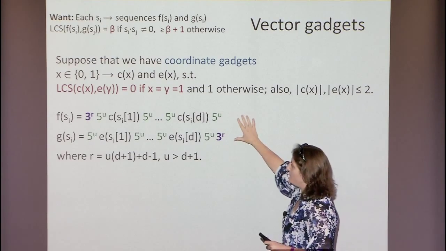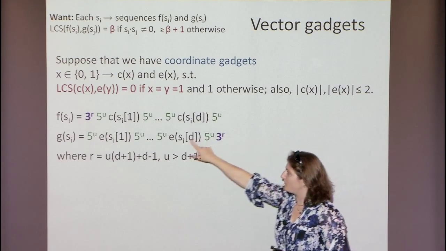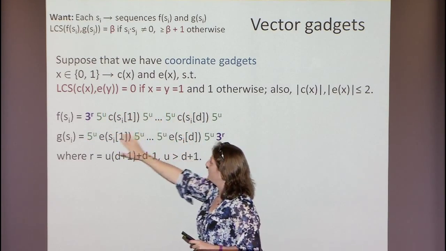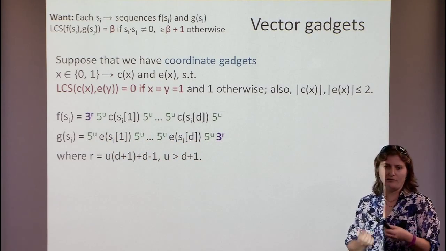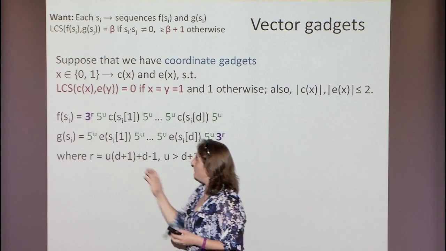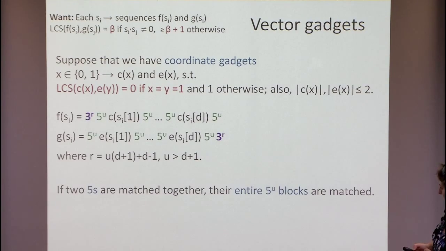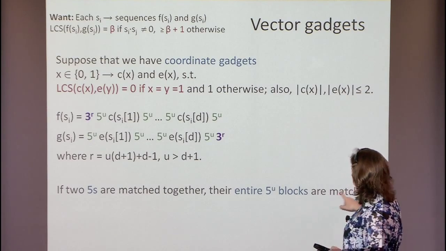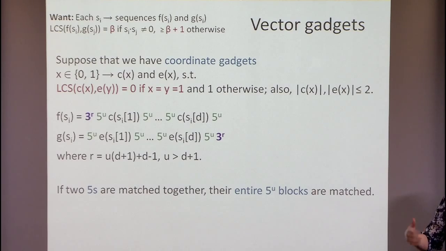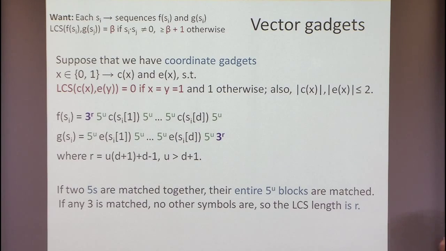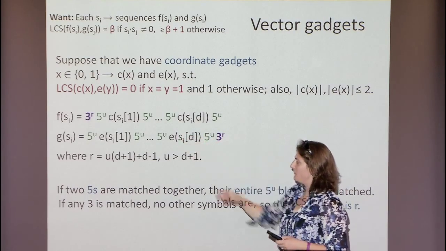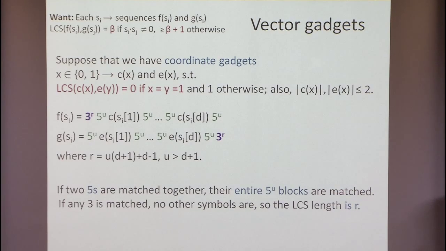So there's two ways to align these things. Either you align some 3 to some 3, in which case you cannot align any of the other stuff with each other. If you align a 3 with a 3, you have to align the entire 3 block to the entire 3 block, and you only get a contribution of R to the longest common subsequence. And then, also again, we can show this lemma because of the choice of u's and r's, that if you ever match two 5s, then their entire blocks are matched together, the same lemma as before. And what I just said is that if any 3 is matched from here to there, then no other non-3 symbols are matched, and all the 3s are, and the length is r.